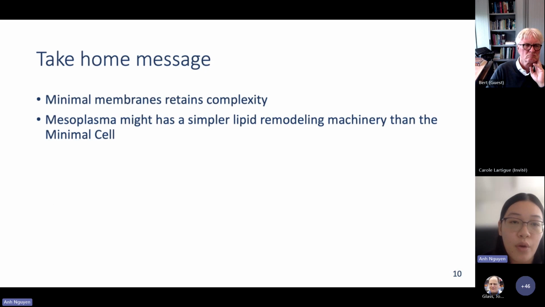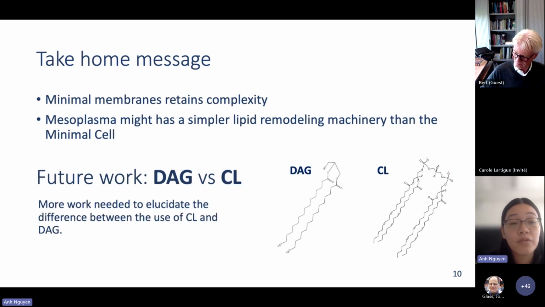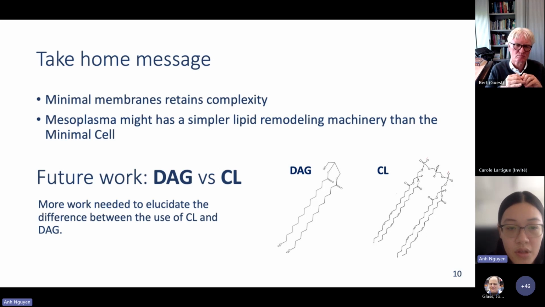What I want you to take home from this presentation is, first, that even a minimal membrane can retain a certain amount of complexity. And even though Mesoplasma has a larger genome size, they might have a simpler lipid remodeling machinery that is worth looking into. And this is even simple, very robust, since the temperature range that they can adapt to is wider than even the growth temperature range of syn3. In the future, I want to take a closer look into the two different systems: the cardiolipin, which is what syn3 uses, and DAC, which is what Mesoplasma uses more.